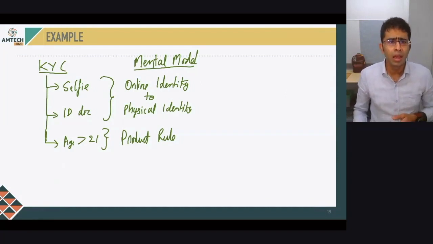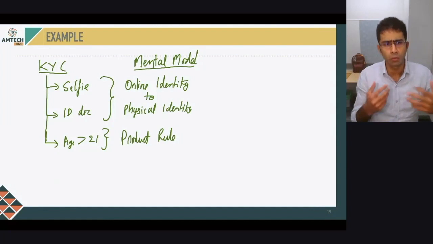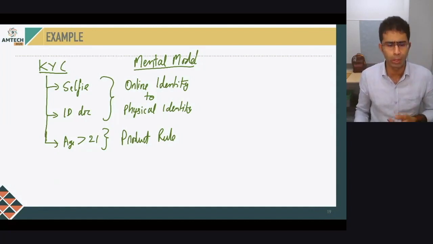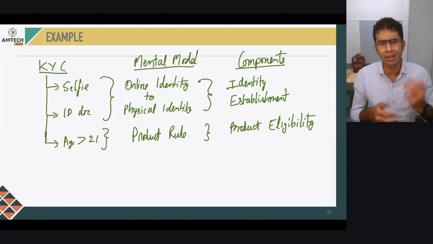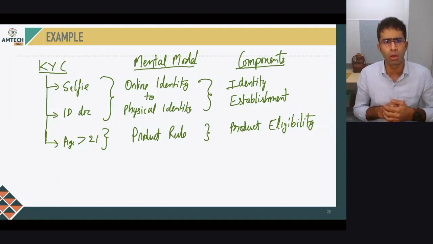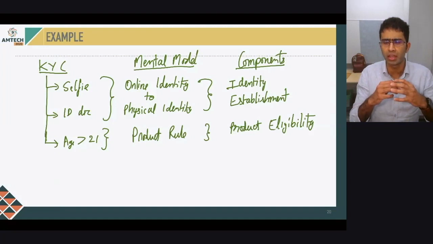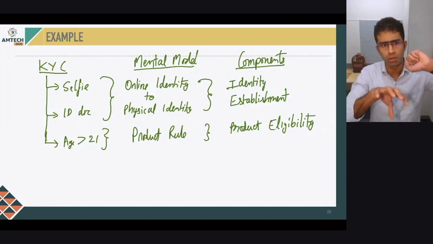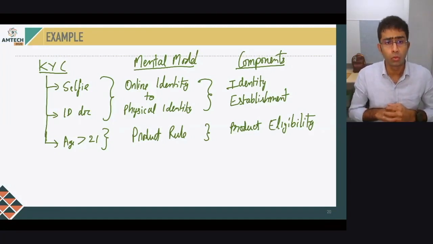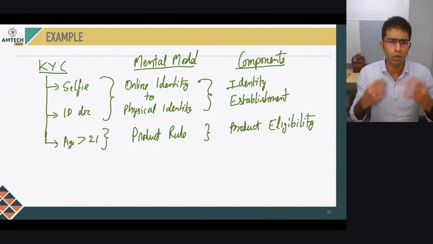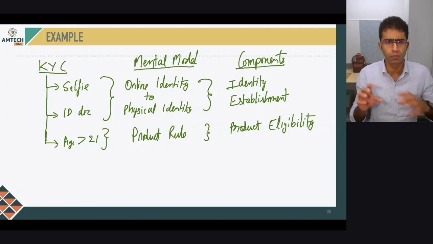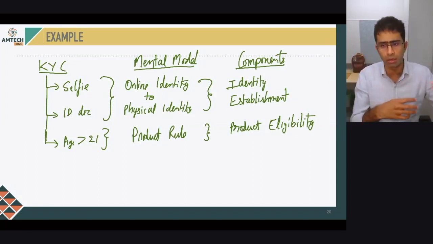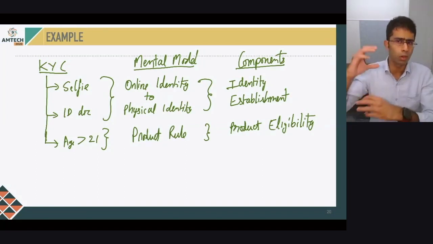With that, great, we just added these two. What benefit do we get? Now you can take the mental model and create a design. And in this case, you come up with two components. You call one identity establishment, which is connecting an online user to a physical user. And you have product eligibility, which is doing some product checks. So you've come up with two components. As opposed to earlier, where you kept adding components, here you have only two.